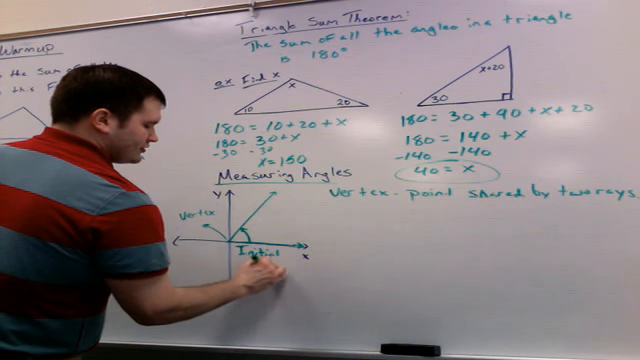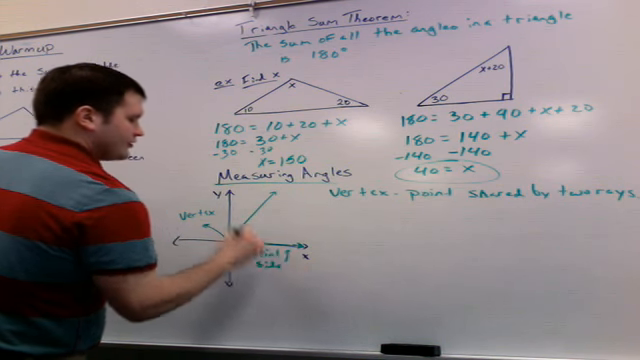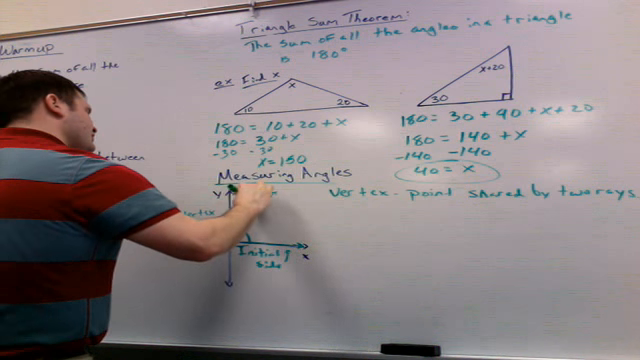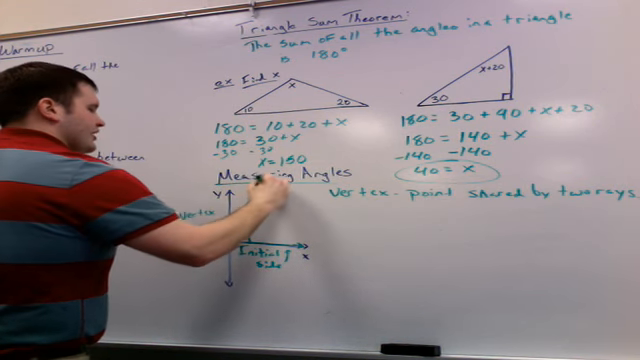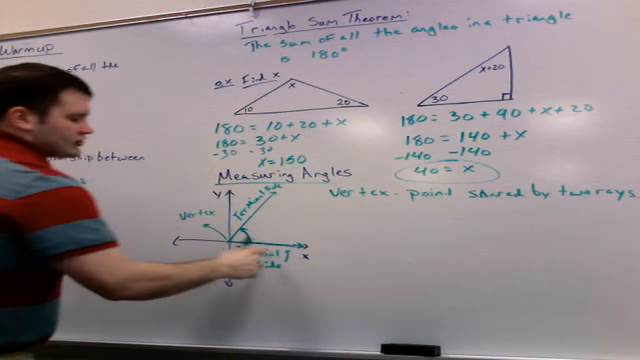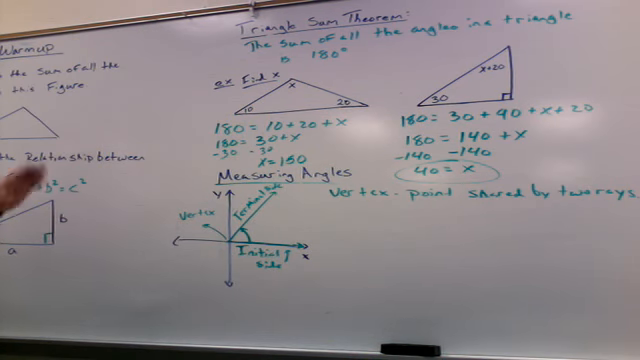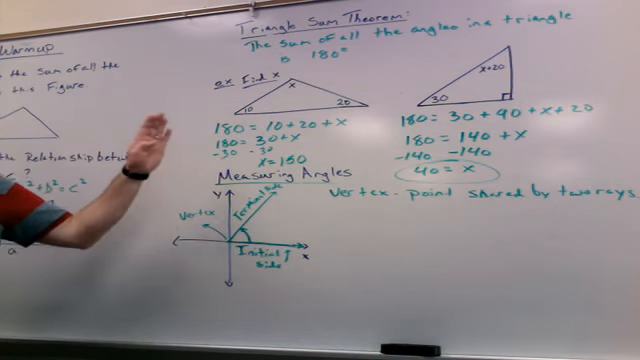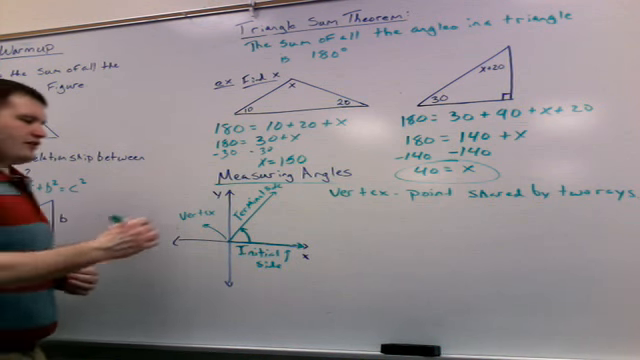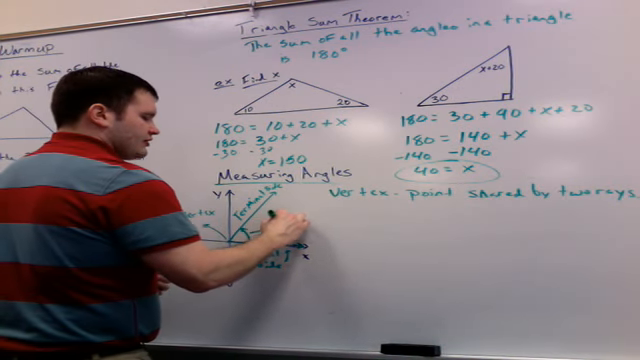Initial side is right there. This is called the terminal side. You can think of the initial side as the starting point for the ray, and the terminal side is the ending point for the ray after it goes through its rotation, or after it's rotated through its angle. This is our angle right here.